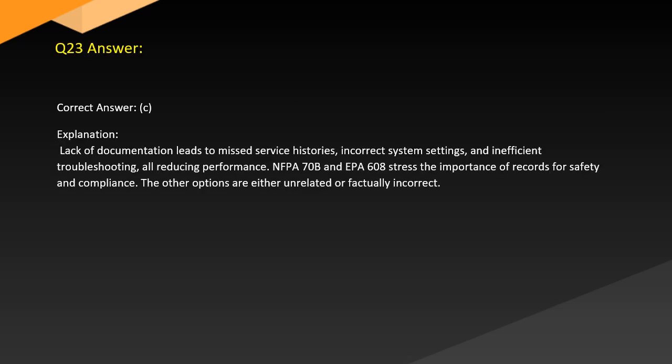Answer. Correct answer: C. Explanation. Lack of documentation leads to missed service histories, incorrect system settings, and inefficient troubleshooting, reducing performance. NFPA 70B and EPA 608 stress the importance of records for safety and compliance. The other options are either unrelated or factually incorrect.